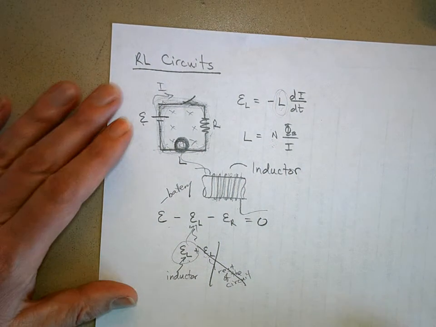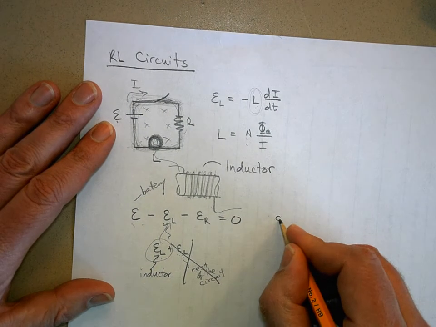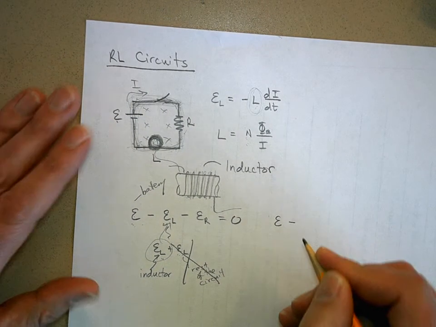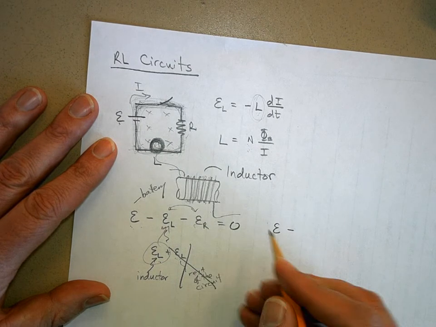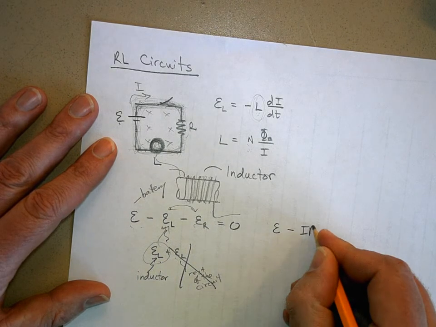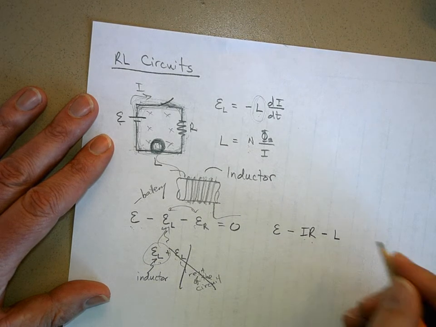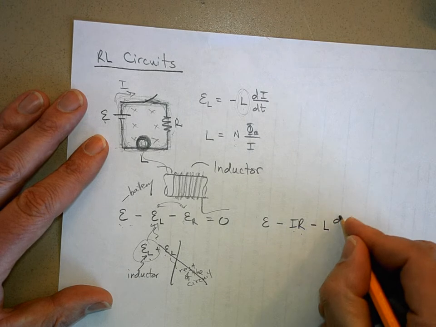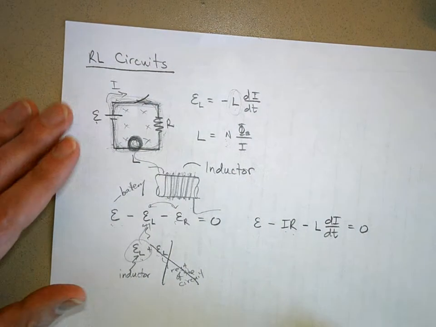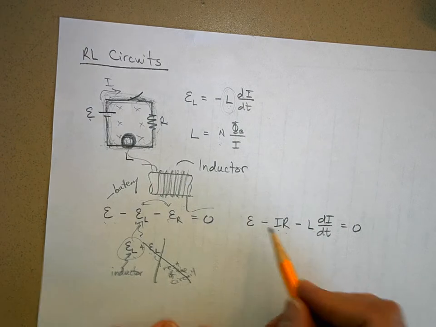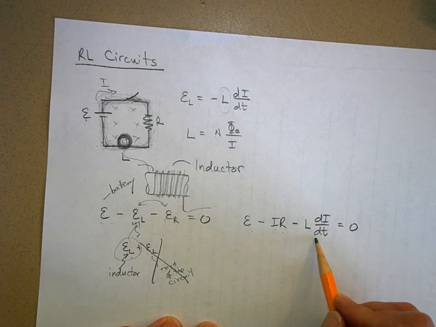All right. So, what do we got here? We've got this equation. E minus, oh, you know what? I'm going to switch the order here. This is going to be IR. This is the voltage drop across the resistor. And minus L di/dt equals 0. Okay, this is cool. Voltage increase due to battery. Voltage drop due to resistor. Voltage drop due to inductor.